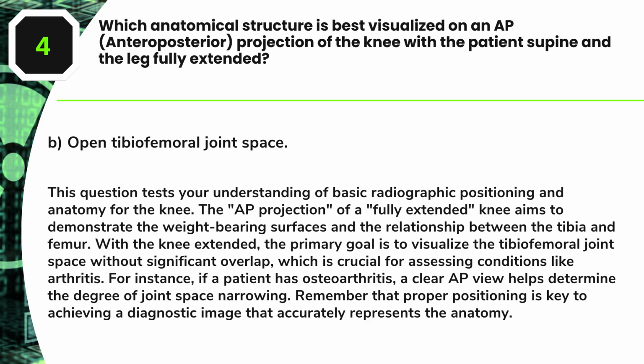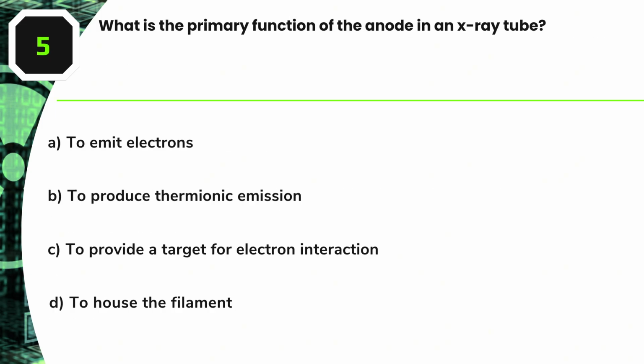is crucial for assessing conditions like arthritis. For instance, if a patient has osteoarthritis, a clear AP view helps determine the degree of joint space narrowing. Remember that proper positioning is key to achieving a diagnostic image that accurately represents the anatomy.